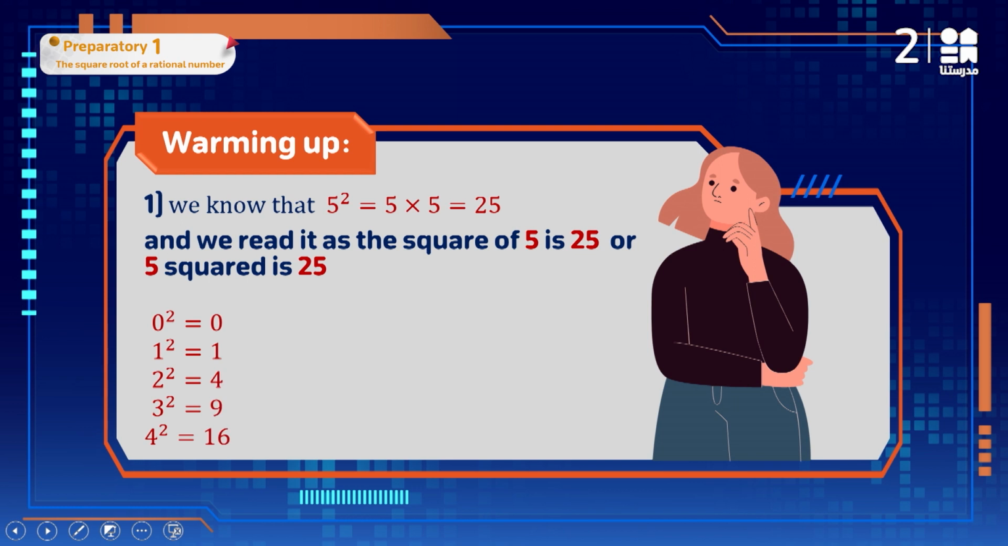For example, 0 squared equals 0, 1 squared equals 1, because 1 times 1 is 1. 2 squared equals 4, 3 squared equals 9, not 6, because 3 times 3 is 9, and 4 squared equals 16.